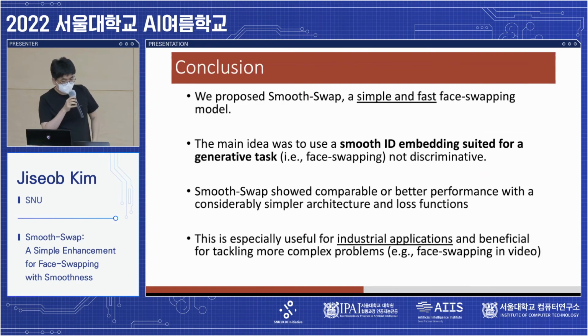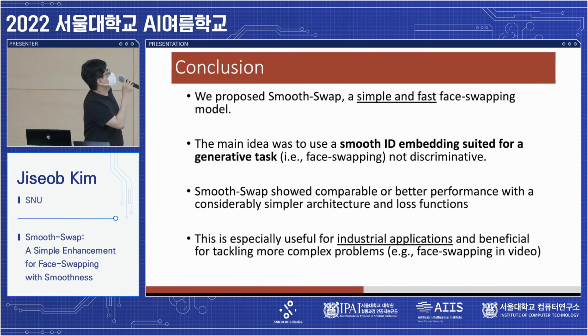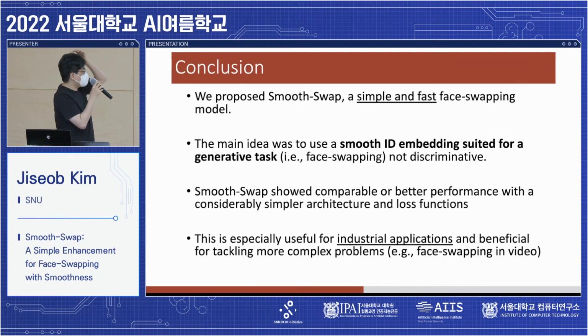So in conclusion, we propose SmoothSwap, a simple and fast face swapping model. The main idea was to use a smooth identity embedding suited for the generative task. I already explained this part, but the previous models mostly used ArcFace, which is not trained for generative tasks. And we argued that this is the main reason why the previous models have to use very complex components to compensate.